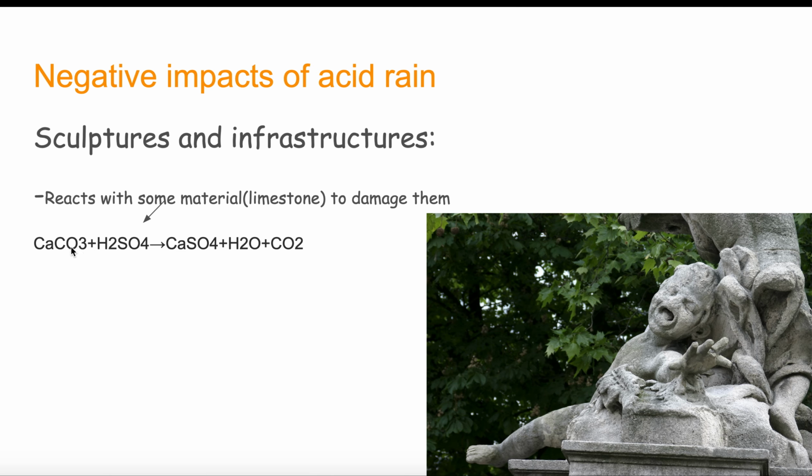And here's the balanced formula. It says that calcium carbonate combines with sulfuric acid to create calcium sulfate, water, and carbon dioxide. In this case, the main chemical composition, which is calcium carbonate, of materials like limestone is completely gone, which means the material is damaged.